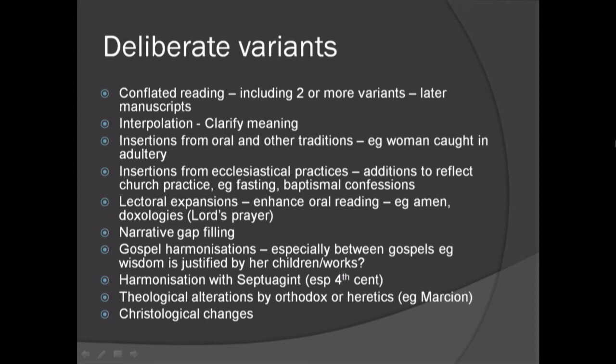Then there are deliberate variants. First one is conflated reading. So if a copyist has two sources and they differ, he scratches his head, which one's right? I don't know. I'll include both. Okay, it's a deliberate variant, but there's nothing sinister about it.